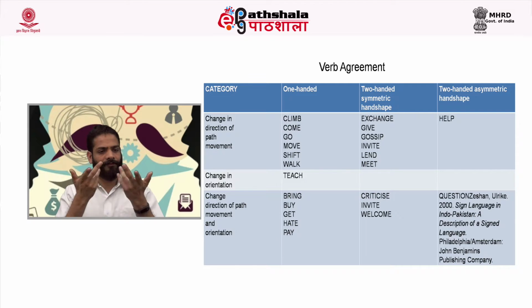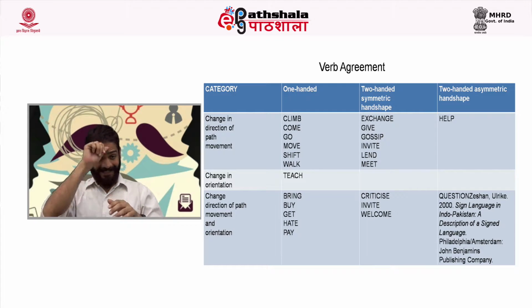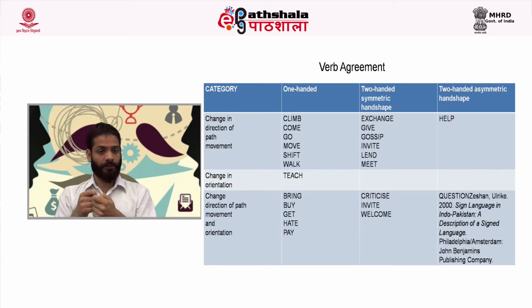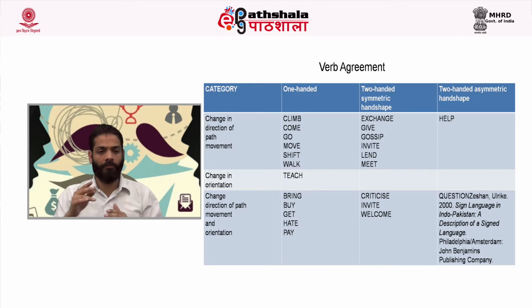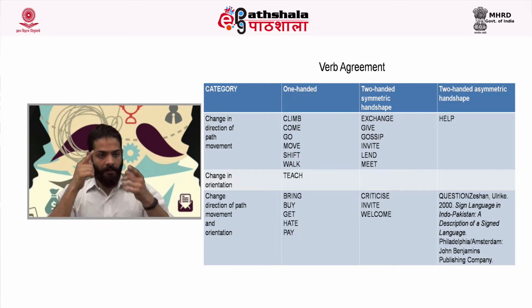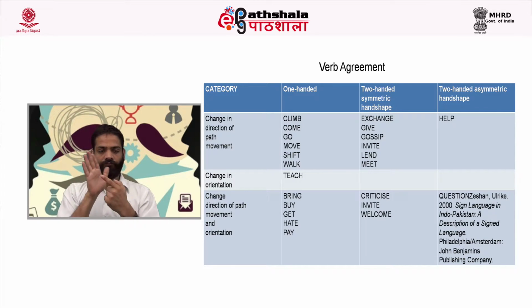Next, we are going to talk about verb agreement. You may recall our discussion of verbs in Indian Sign Language and typology of the verbs on the basis of verb agreement, that is, directional or spatial displacement of the verb sign between onset and offset of the verb's path movement. In Indian Sign Language, the phonological manifestation of verb agreement can be shown in the following way.